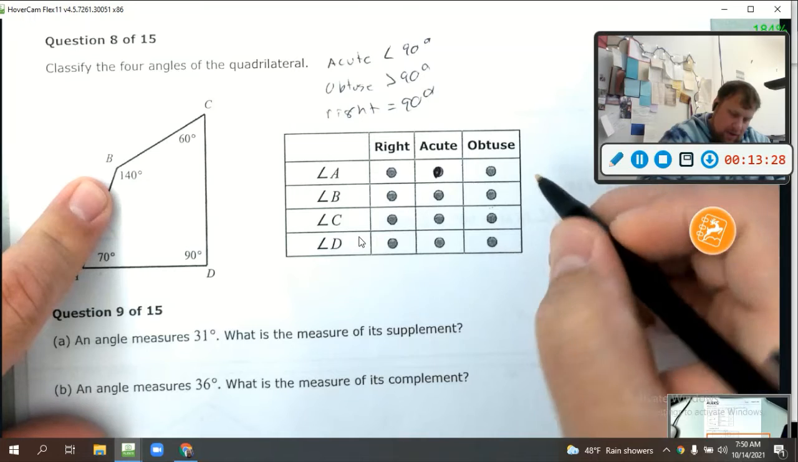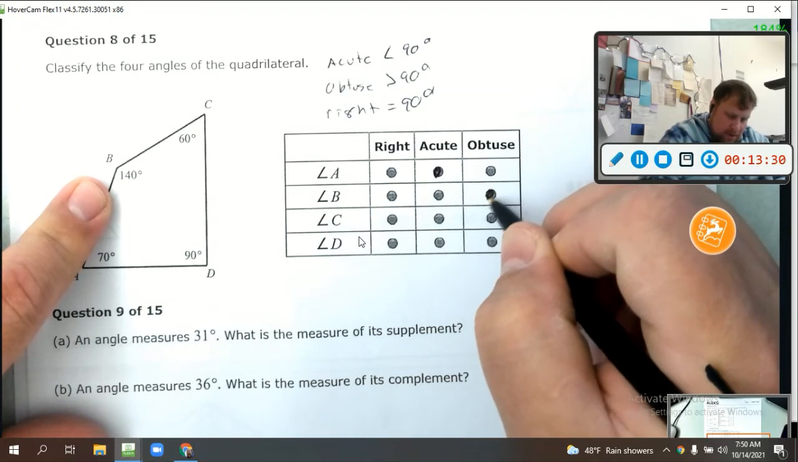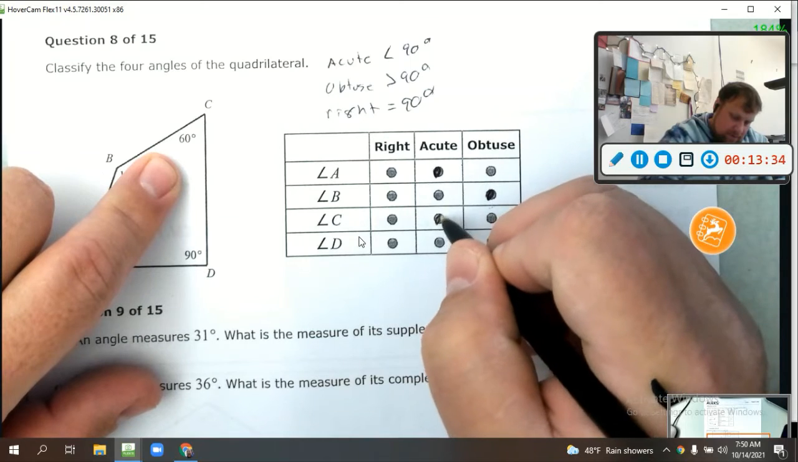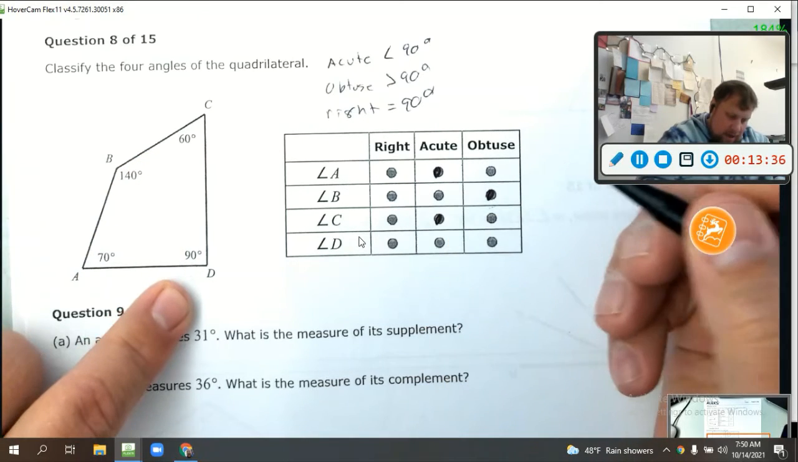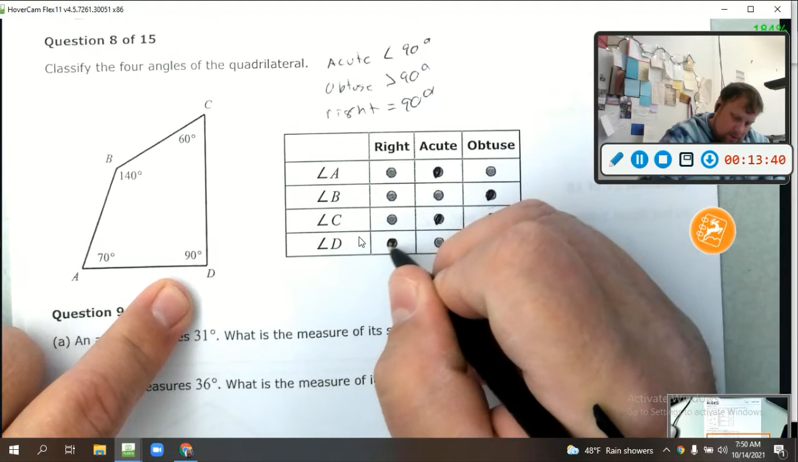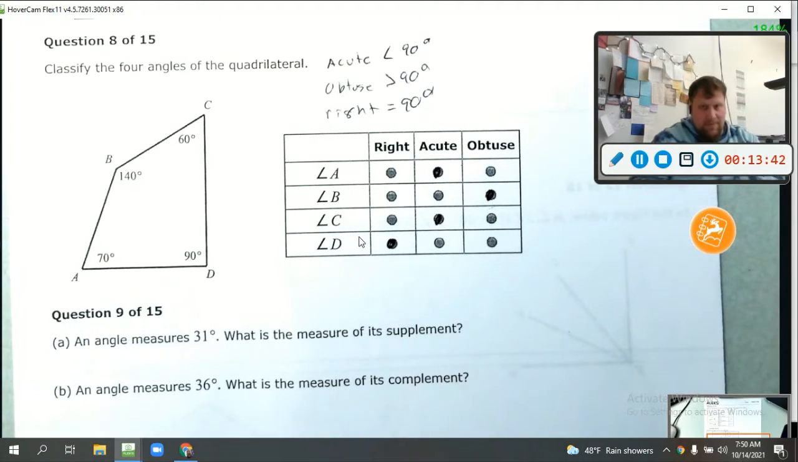Angle B is greater than 90 degrees, which means it's obtuse. Angle C is less than 90 degrees, which means it's acute. And angle D is 90 degrees, which means it's right. That wasn't too bad.